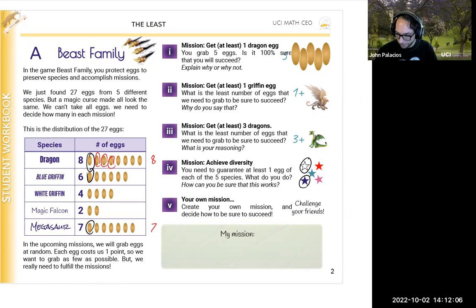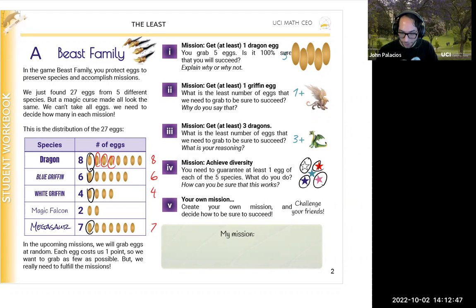Suppose it's the blue griffin. Now we get unlucky again. We've achieved this new level of diversity, but each of the subsequent egg draws are the same species. Wow, this is awfully unlucky. If you want, you could think about the probability of this particular draw happening or not. That's perfectly okay. Probably don't try and get your students to do it. Okay, next we draw a white griffin. Great, we've increased our diversity, but again, we continue drawing the same species.